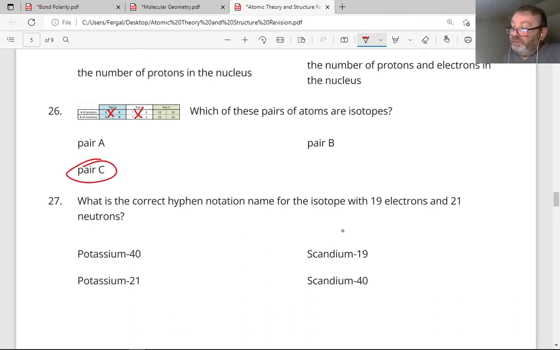Number 27. What is the correct hyphen notation name for the isotope with 19 electrons and 21 neutrons? Now, bit of a trick there. If you have 19 electrons, that means you also have 19 protons. The number of protons together with the number of neutrons gives you the mass, which is also part of the name of the isotope. So 21 and 19 is 40, and we're dealing with 19 electrons, 19 protons. So that's the 19th element on the periodic table. So the 19th element is potassium, so therefore it's potassium 40.